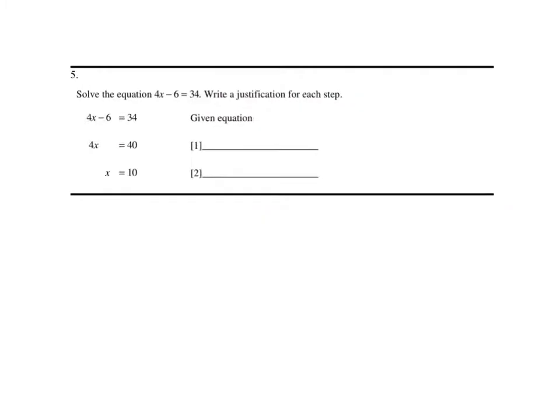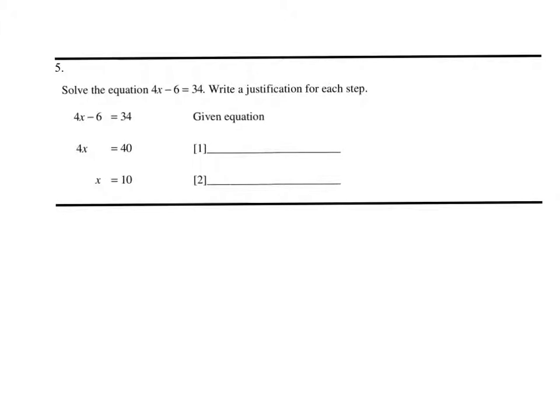Finally, we arrive at our last problem. Problem number 5. It says solve the equation 4x minus 6 equals 34, writing a justification for each step. So here's my first equation. And how do I get here? From 4x minus 6 to 34, I add 6 to both sides. So I'm using the addition property of equality. Perfect.